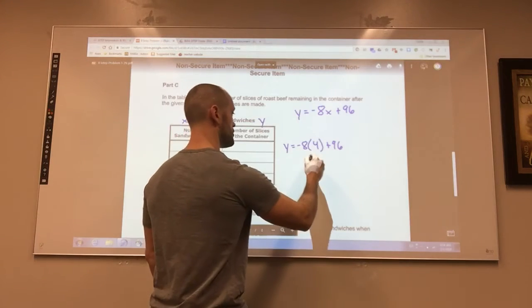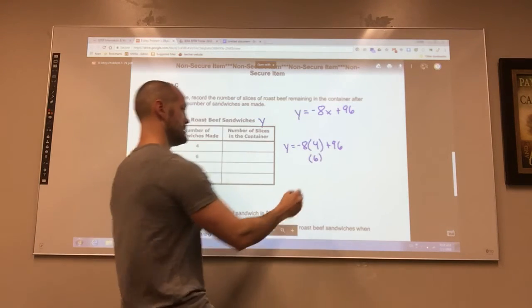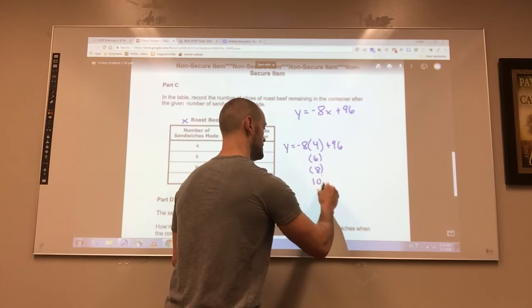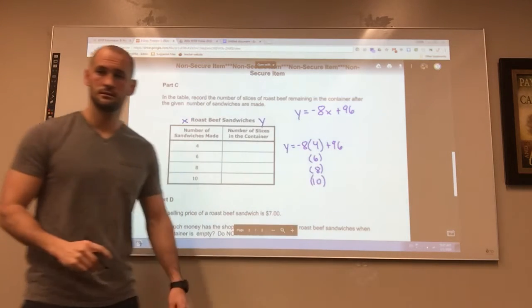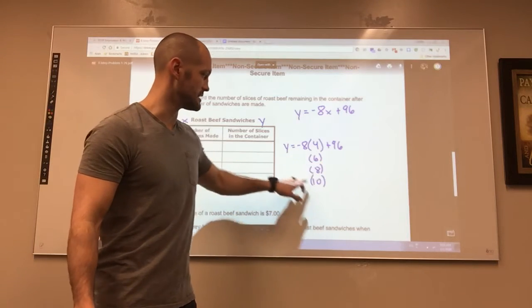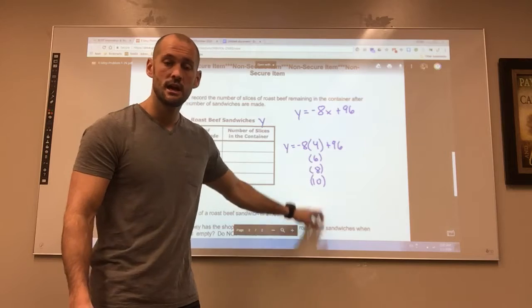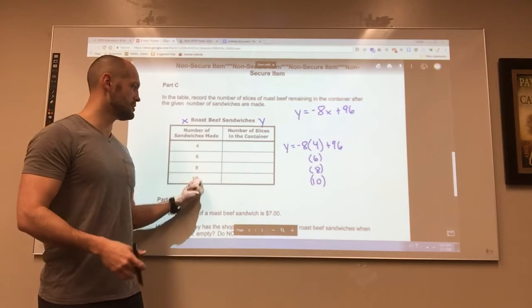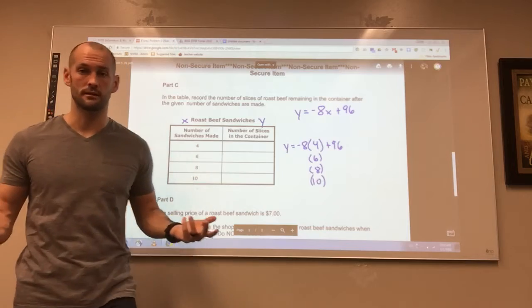Then you see this is going to be replaced with 6. This is going to be replaced with 8. This is going to be replaced with 10. It's an easy way to find it. And just multiply by -8, add 96. Multiply by -8, add 96. Because this function is consistent for every single number of sandwiches I throw at it.